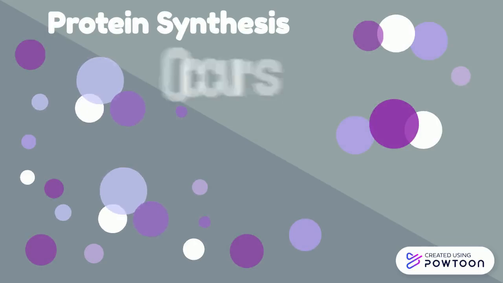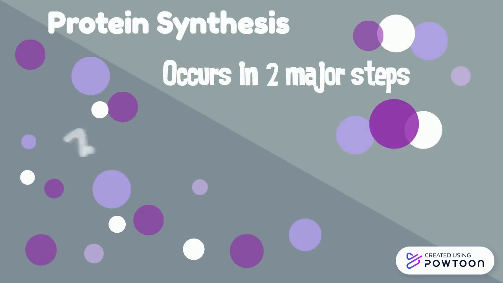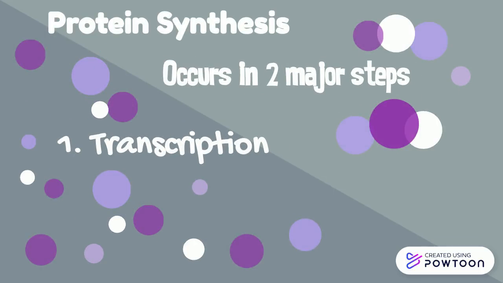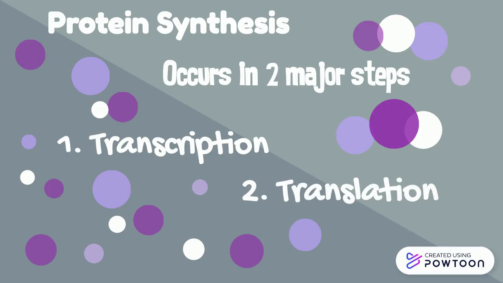Protein synthesis occurs in two major steps. One, transcription. This occurs in the nucleus and makes messenger RNA. And two, translation. This occurs in the ribosome and the final product is a protein.